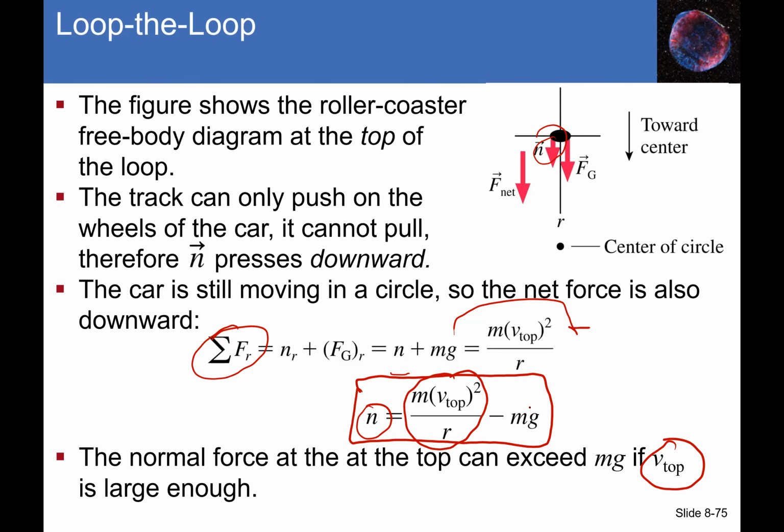But here's the thing: mg is a constant. Your mass times 9.8 doesn't change. The first term, mass times speed squared over r, has a fixed r because it's the rails, but speed can change if you're moving faster and faster, or slower and slower. And the idea here is this.